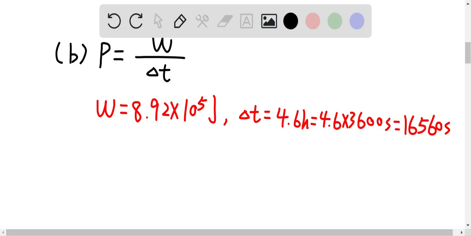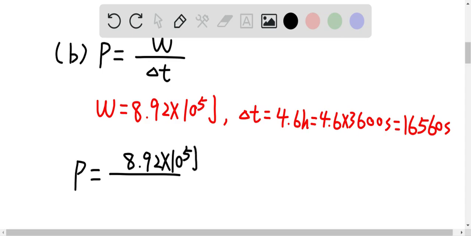And we know the work done from the last question, so therefore we can determine the average power, which is equal to 8.92 times 10 to the power 5 joules over 16,560 seconds. And this will give us the power is about 53.86 watts.